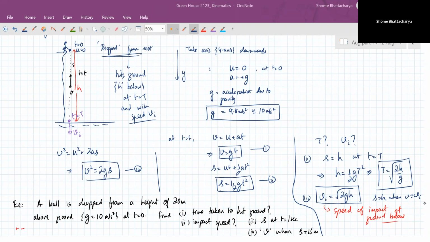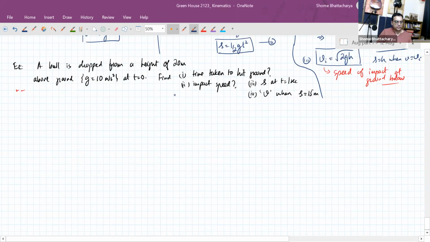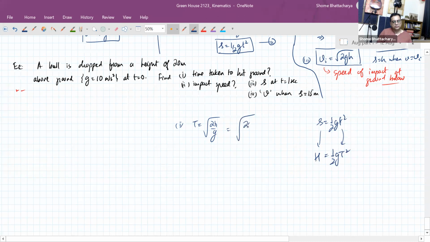Okay, so very good. Lot of you have sent me the correct answers. So time taken to hit the ground, you can calculate directly by the formula square root of 2h by g, or you can understand that s in general is half gt square. So s becomes h when time becomes capital T. So from this, time is 2 seconds.